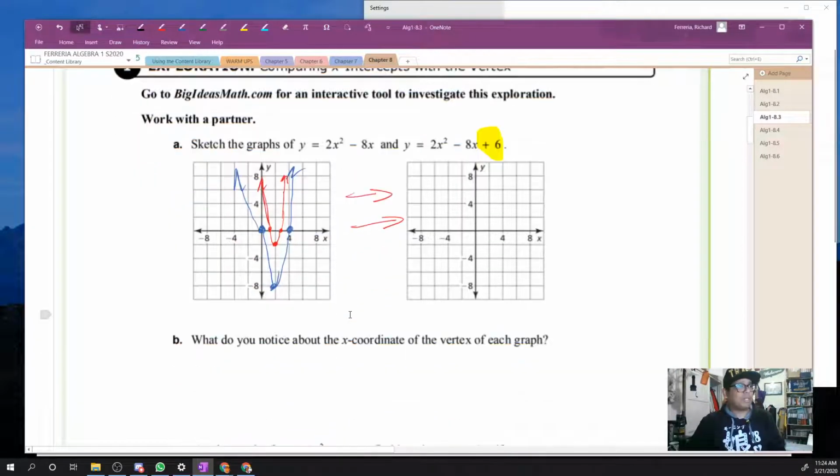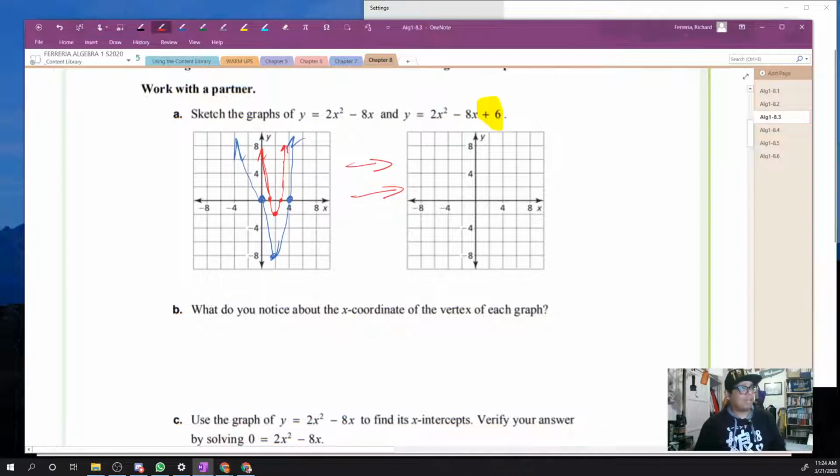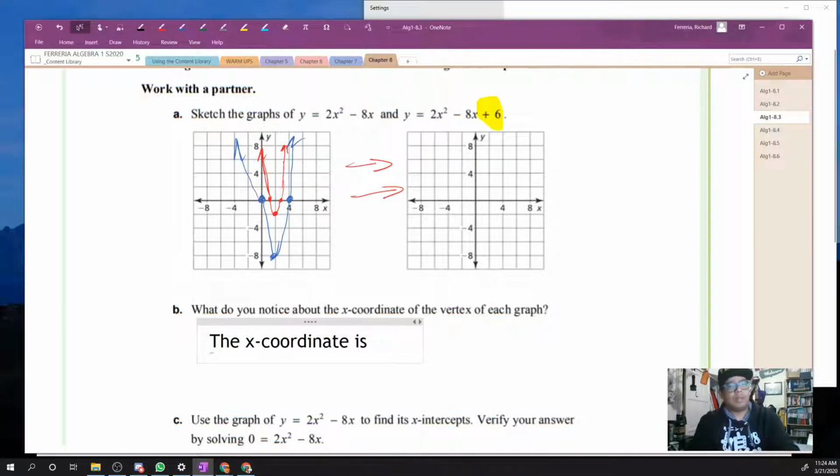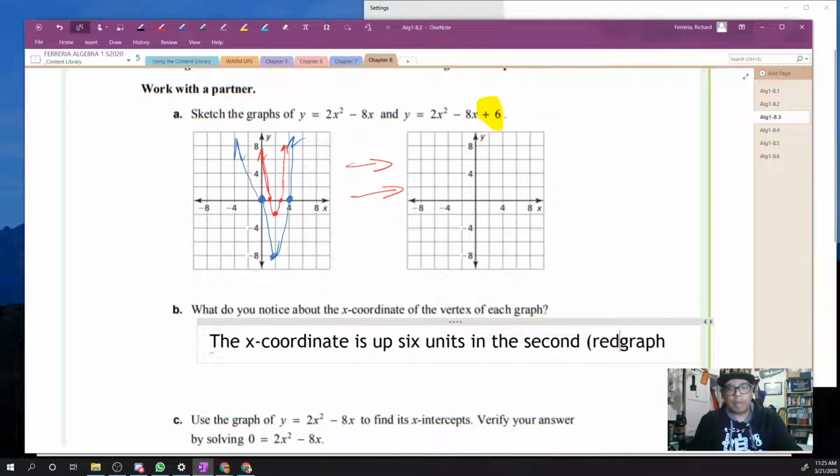Okay, so we've graphed them. What do you notice about the x-coordinate of the vertex of each graph? Well, the x-coordinate is the same, and the y-coordinate is up 6 units in the second graph. And we should say the second red graph. Okay, so there we go. There's that 6 units. That plus 6 has been highlighted already. So now you see where that 6 comes in and why it's important.